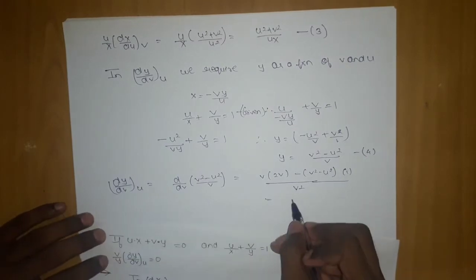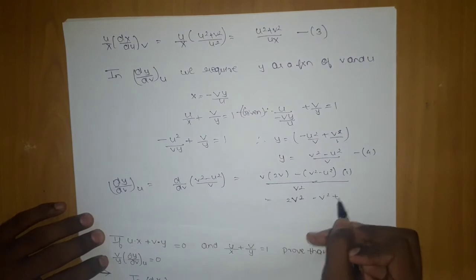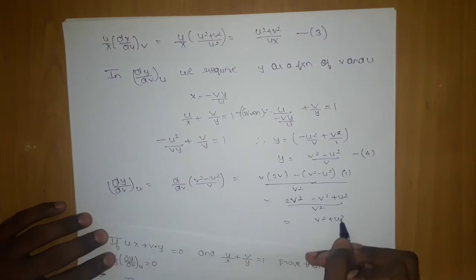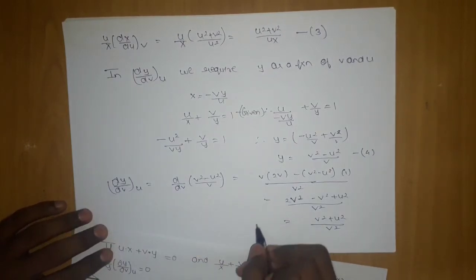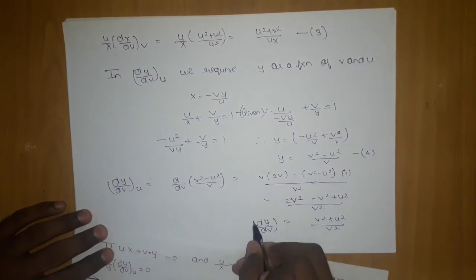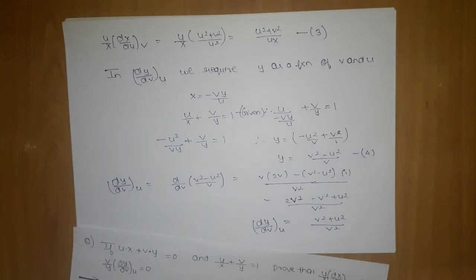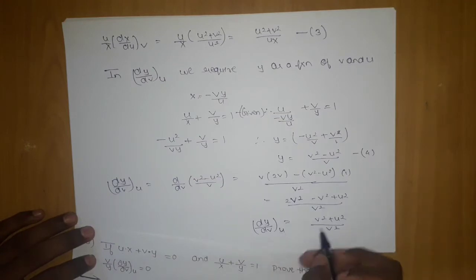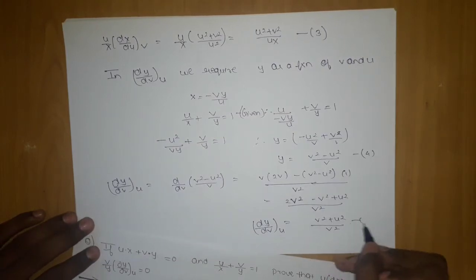If I open this, I am getting 2v square minus v square plus u square, the whole by v square. I will be getting v square plus u square, the whole upon v square. So dy by dv, keeping u constant, is this thing which I'm getting. Let's call it 5.